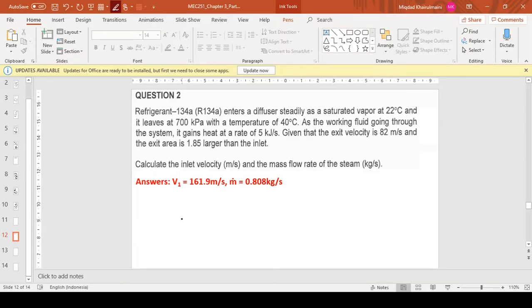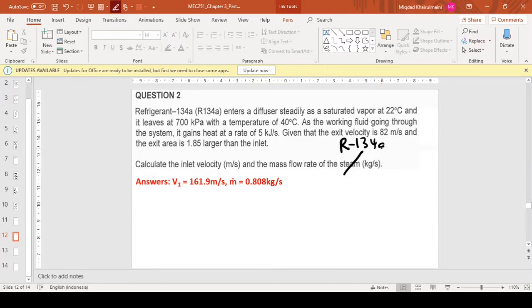We are asked to calculate the inlet velocity V1 in units of meters per second and also the mass flow rate of the steam. We can do a correction here: it's not steam, but actually the refrigerant. Sometimes questions have typing errors. So, the mass flow rate of the refrigerant in units of kilograms per second. We have the answers here, so we can try to solve the question and then check with the answers.